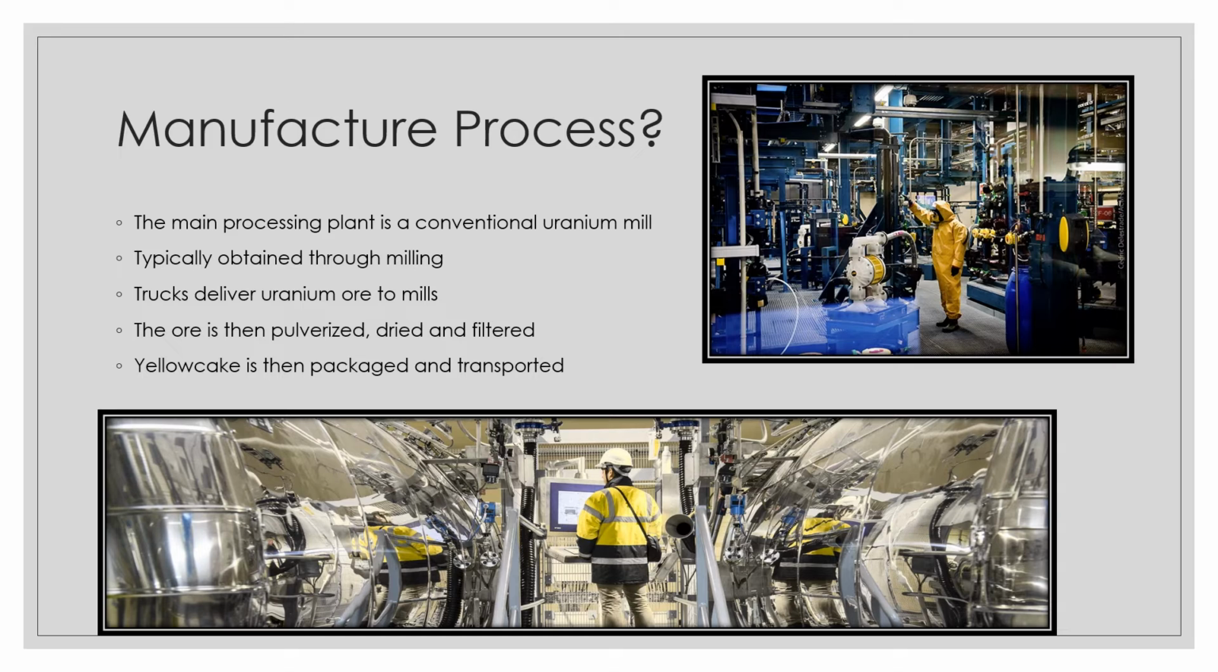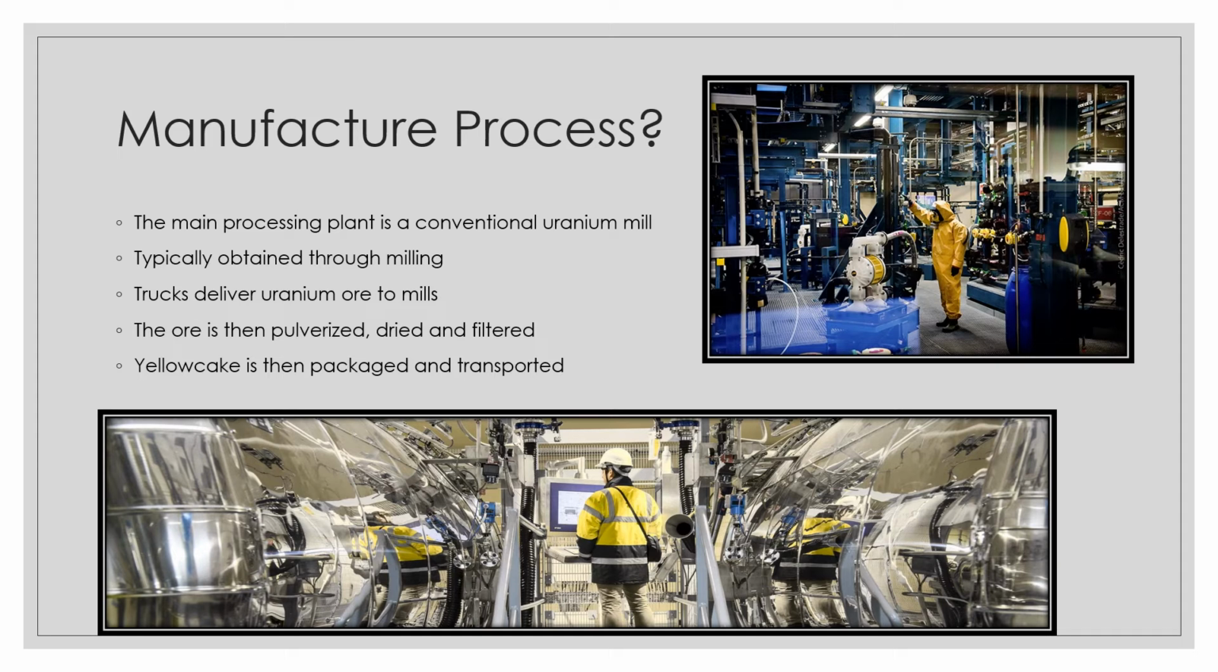So, for the manufacturing process, typically yellow cake is obtained through the milling and chemical processing of uranium. The conventional uranium mill is a chemical plant that extracts uranium using the following process. So there's trucks that deliver the uranium ore to the mill. It's then crushed into smaller particles before being extracted.